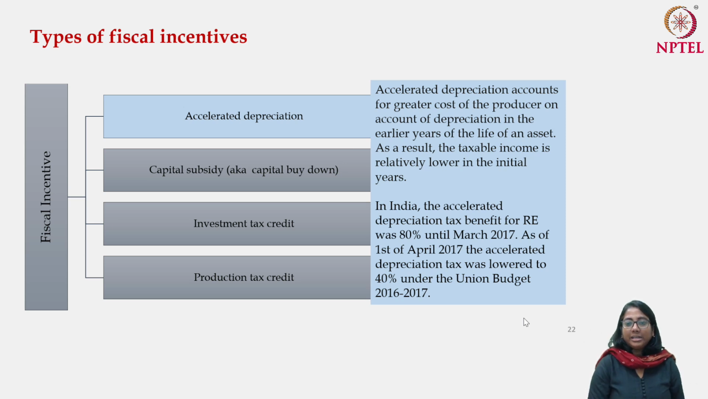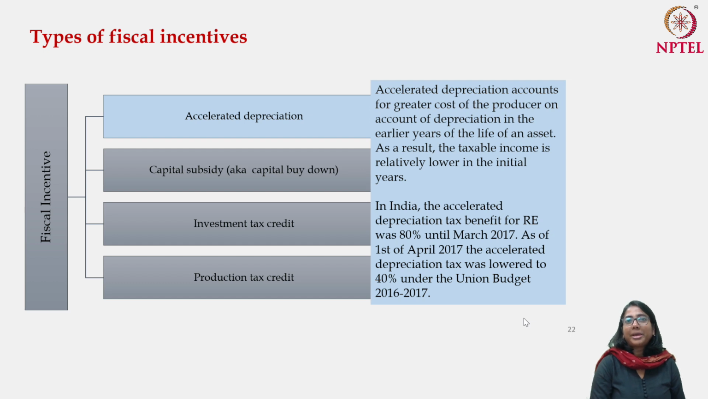If you see what we have written here, the accelerated depreciation accounts for greater cost of the producer on account of depreciation in the earlier years of the life of an asset. As a result, the taxable income is relatively lower in the initial years. How does it help the investor? The investor knows that if the time period over which he or she is going to get back the investment is longer, then it's good to have accelerated depreciation, which shows that your cost is also higher at the initial period. As a result, your net revenue is lower. As a result, your taxable income is lower.